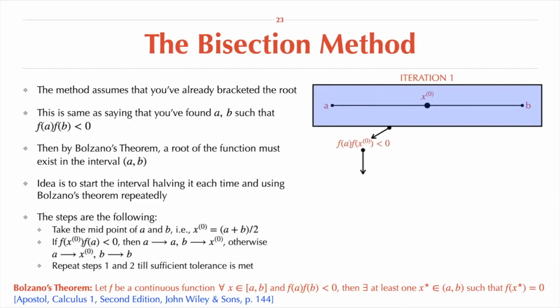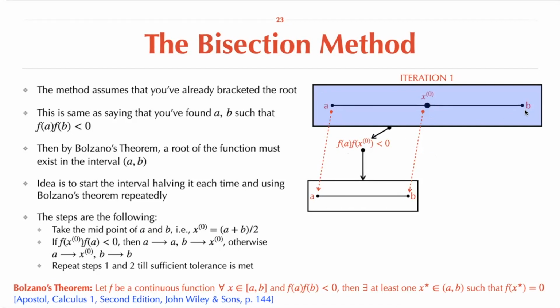So what would you do? You check whether f(a) times f(x0) is less than 0. If that is the case, then you halve the interval. Your new a and b will become like this: your new b becomes x0, and you leave out the other half. And then you get a new estimate of the root as the midpoint of the new a and b.